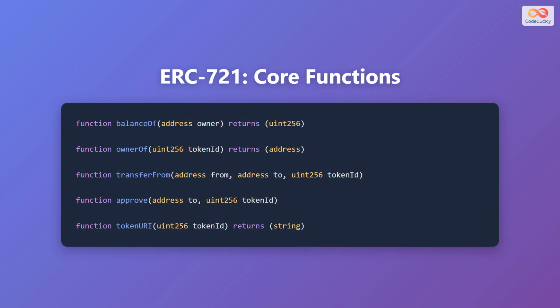The ERC-721 standard defines several core functions that manage NFTs. The balanceOf function checks how many tokens an address owns. ownerOf returns the address that owns a specific token. transferFrom moves tokens between addresses. Approve grants permission to another address to transfer a token. And tokenURI retrieves the metadata location for a specific token. These functions form the foundation of how unique NFTs are created, owned, and transferred.